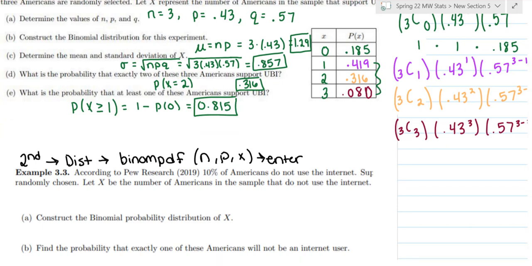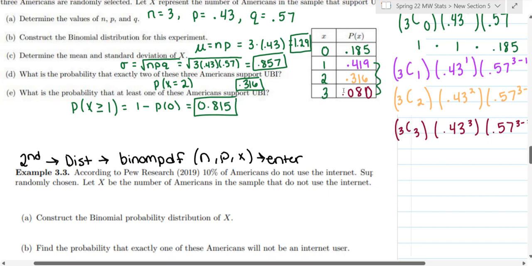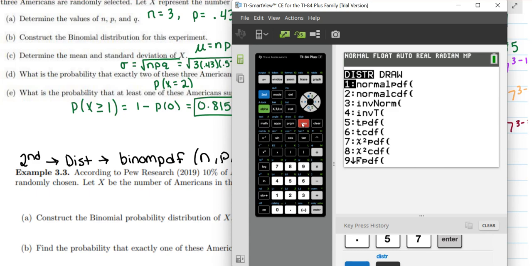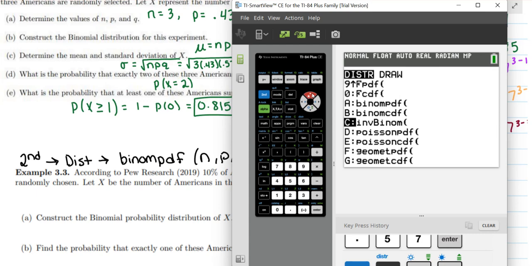Okay, so let me just show you where that is. We'll just check the probability of 0 on this first example. See where it says vars right underneath the arrows to the left of clear. So second vars is that distribution. So these are all your distributions. I usually would scroll up and go backwards. It's A in the 84.